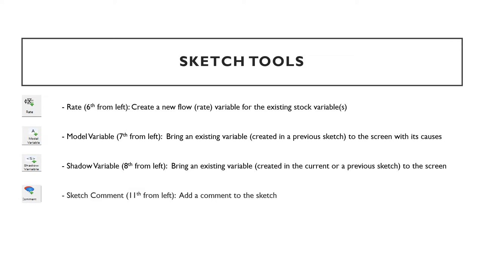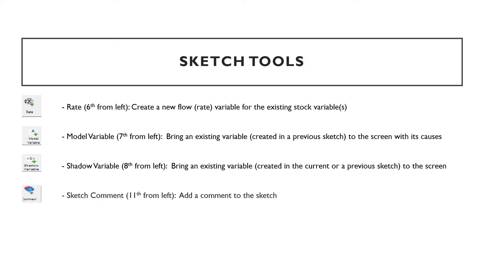We have the rate function. You can create a net flow or rate variable for the existing stock variables. Usually, it is either an inflow, adding to the stock variable, or an outflow, subtracting from the stock variable. To create an inflow, click the location of the screen you want the flow to start.